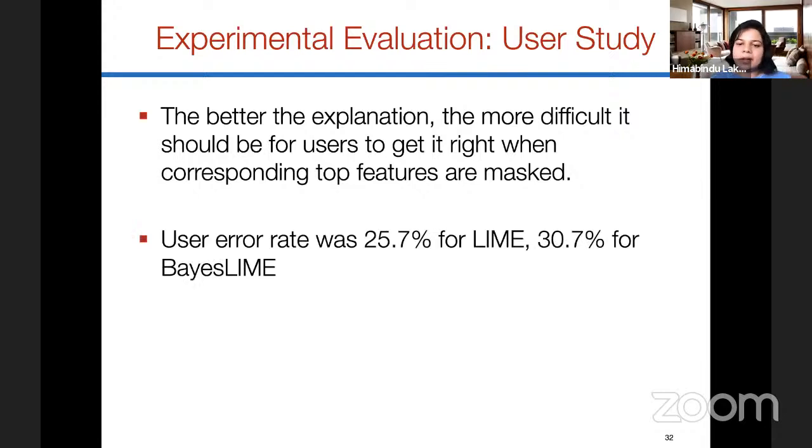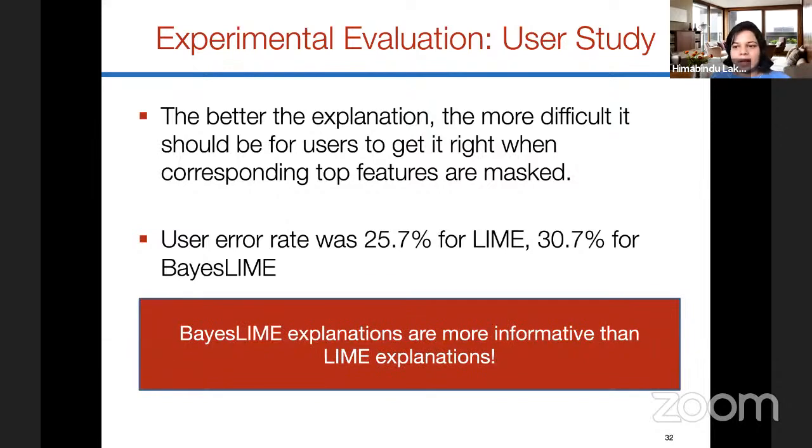Okay. And the user error rate, as was expected, was lower for LIME, which concurs with the hypothesis that the features output by LIME are not as informative. The error was higher for baseline, indicating that the features that we output were probably more informative, and because of removing them, users were very thrown off, right? So one possible conclusion from this is that our explanations generated by baseline are more informative than LIME explanations.